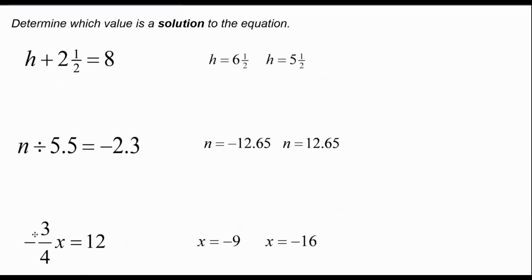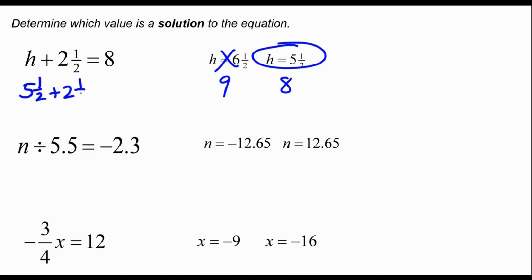A couple more. Determine which value is a solution to the equation. h plus 2.5 equals 8. Here we're getting some rational numbers involved. So if we put 6.5 in, 6.5 plus 2.5 is 9, which is not equal to 8. So h must equal 5.5 here. 5.5 plus 2.5 is 8. That does check out. That is our solution. 5.5 plus 2.5 is equal to 8. That's our solution. So h has to be 5.5.